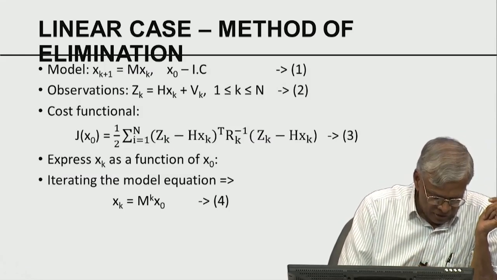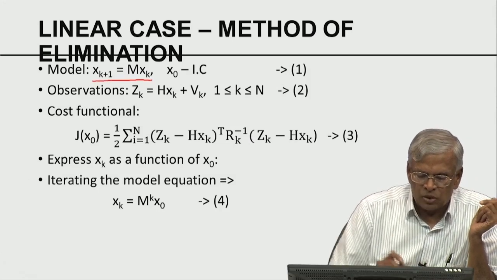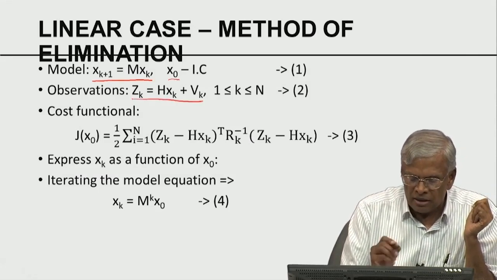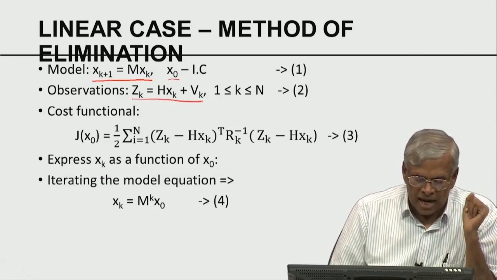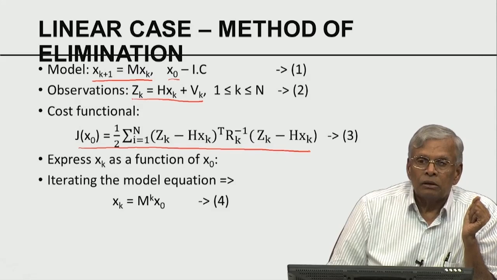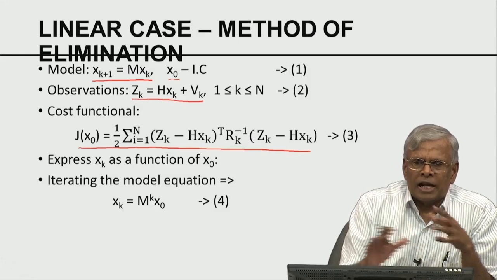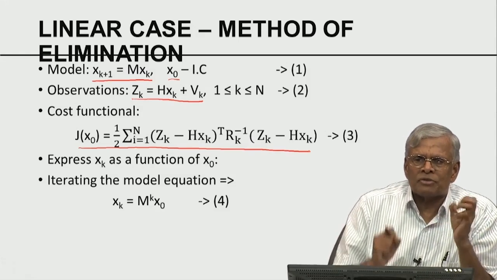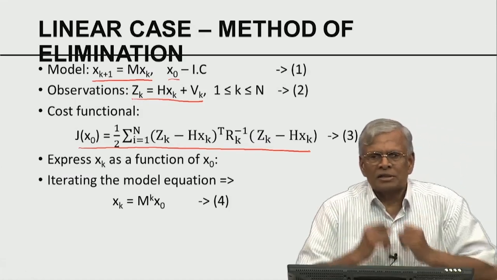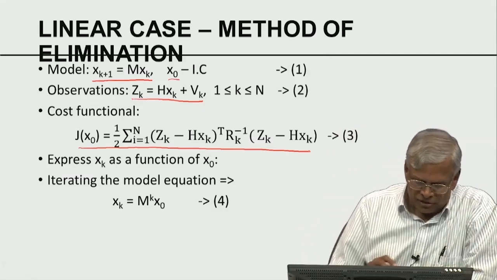So the model is x_{k+1} = M(x_k), x_0 is the initial condition, observations are z_k = h(x_k) + v_k, and the cost functional is given by this. So before I utilize Lagrangian multiplier techniques and other things, I am going to simply use the model to express x_k in terms of x_0, the simplest possible exercise. This is simply the method of elimination. You can think of it. So express x_k as a function of x_0.